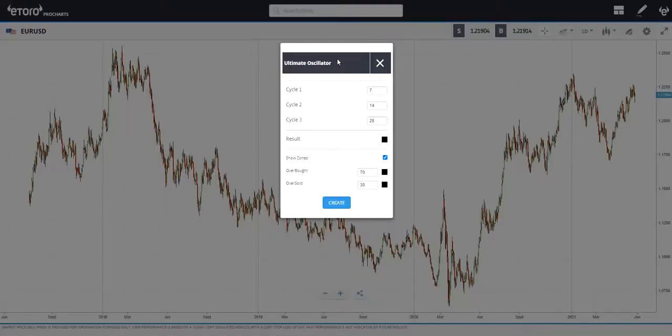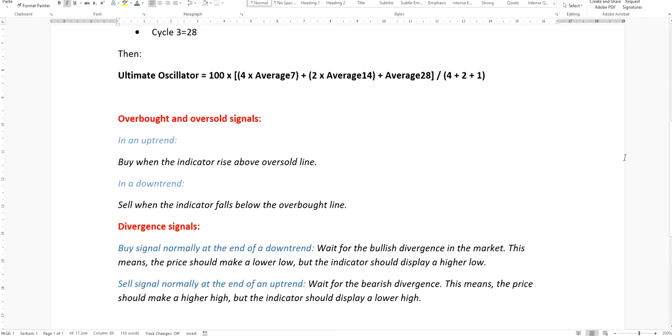You can see we have cycles here, cycle 1, 2, 3. On some platforms you don't have the choice to change these. Normally these are preset to 7, 14 and 28. But what are these cycles? Let me just explain that one first for you.